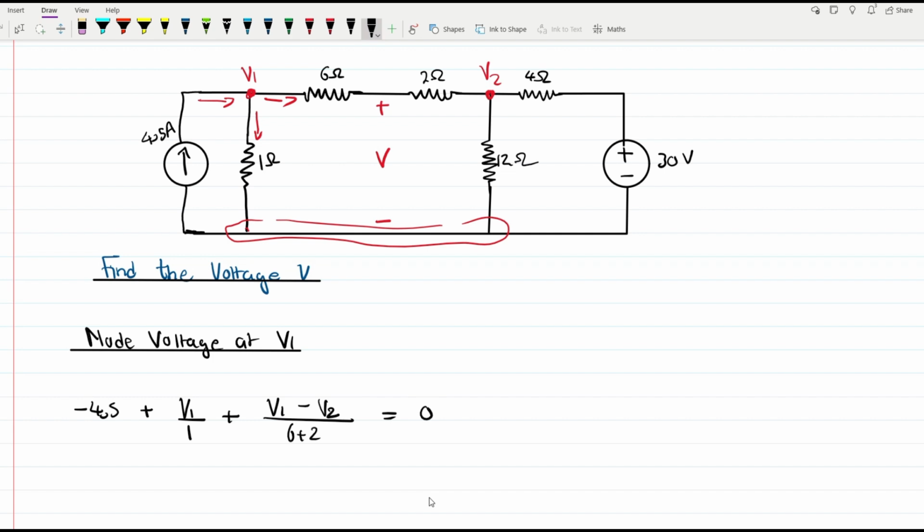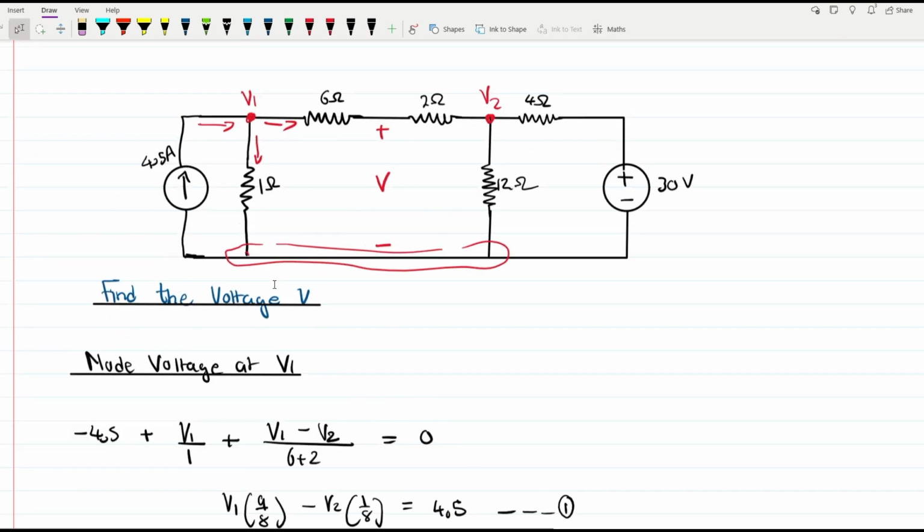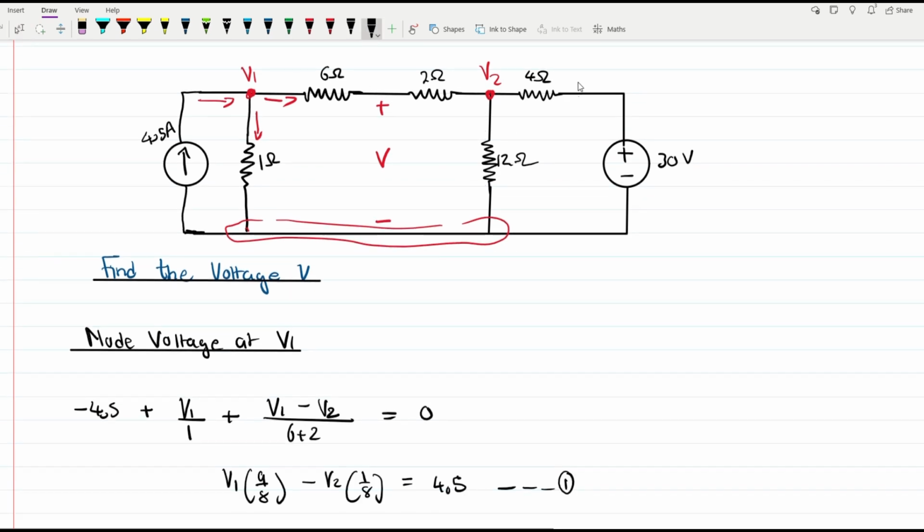From here, what we have to do is to take this 4.5 to the other side and then simplify this equation. And you're going to have something like this. So we're going to call this equation 1. And now we head over to node 2. So we have node 2 over there. We're going to do the same thing. So we're going to say there's a current going out, and current going out. We're going to start with this current over here.